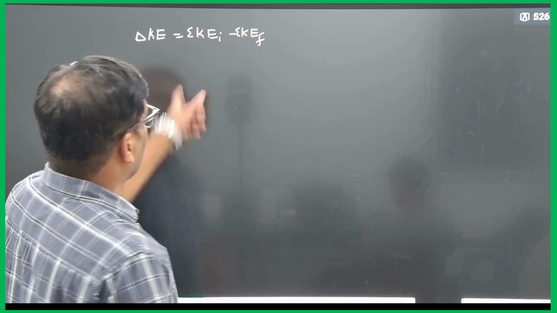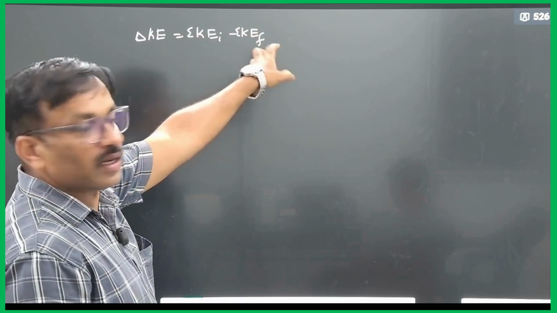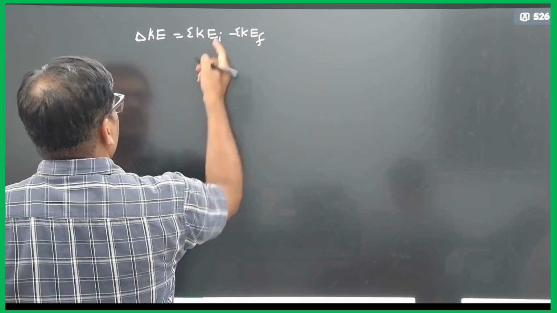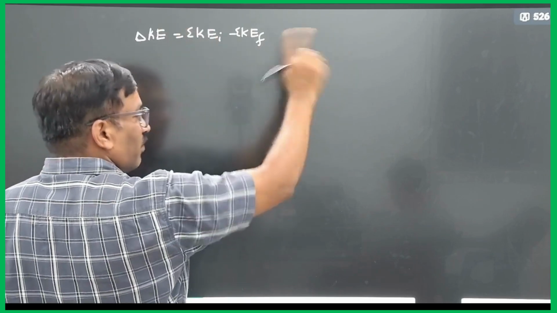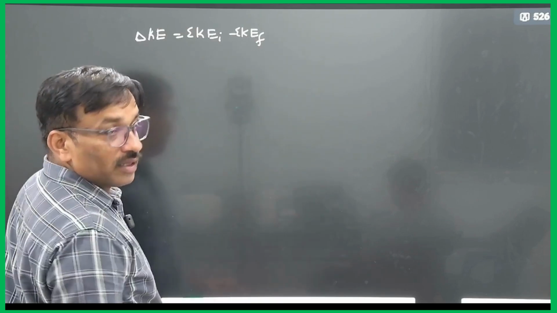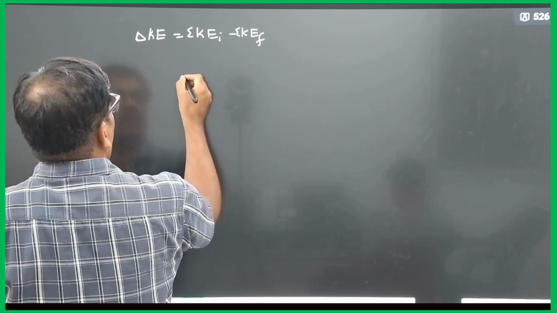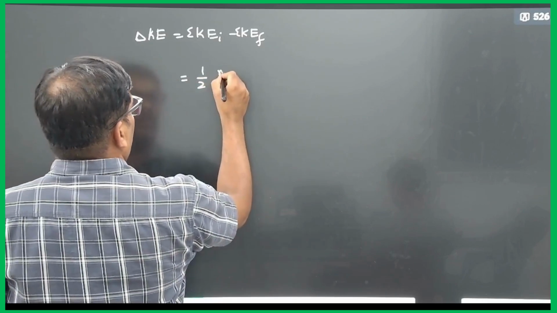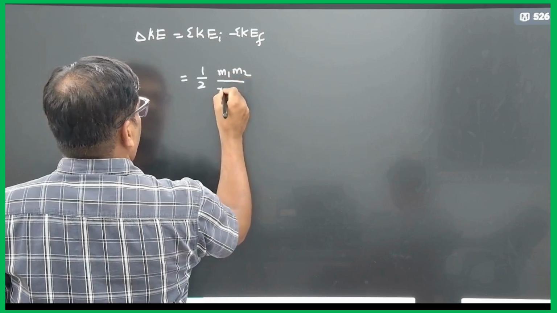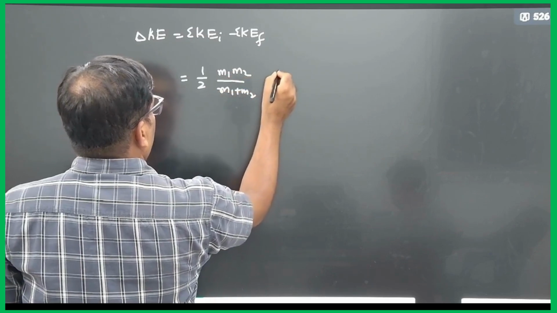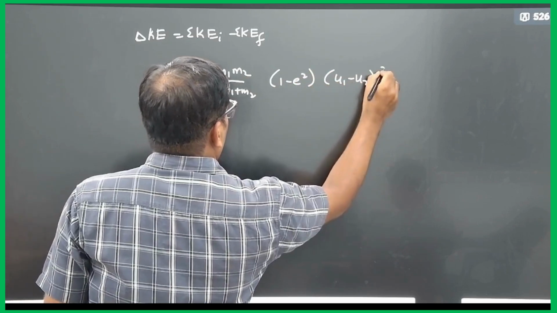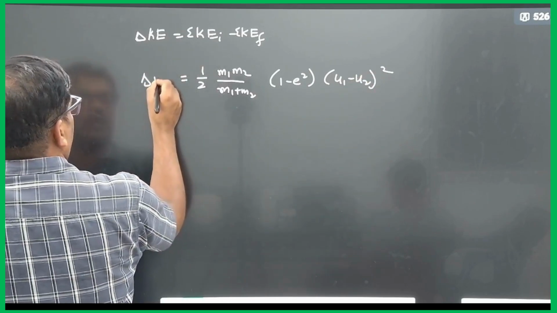So therefore, total initial kinetic energy, final kinetic energy, how much is there? If you know u1, u2, v1, v2, then you can write it directly. If you don't, I will give one formula: 1 by 2, m1 m2 by m1 plus m2, into 1 minus e square, into u1 minus u2 whole square. This is your loss of kinetic energy.